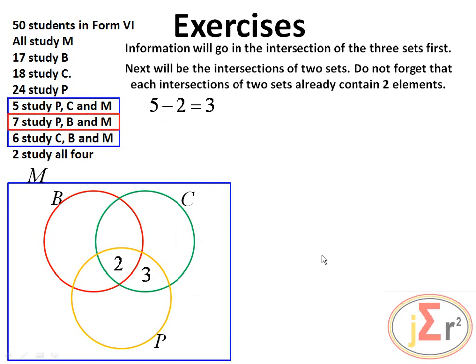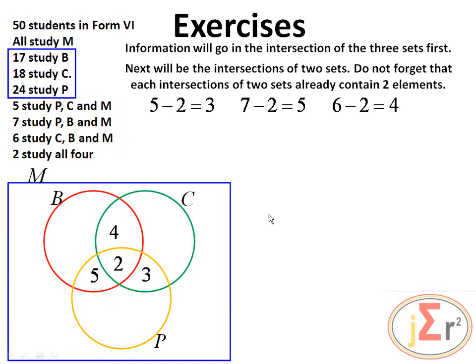And physics and biology, 7 minus 2, because we have 7 studying physics and biology, and 2 are already accounted for, so we have 5 right there. And for 6, 2 are already accounted for, so we have 6 minus 2, which is equal to 4.